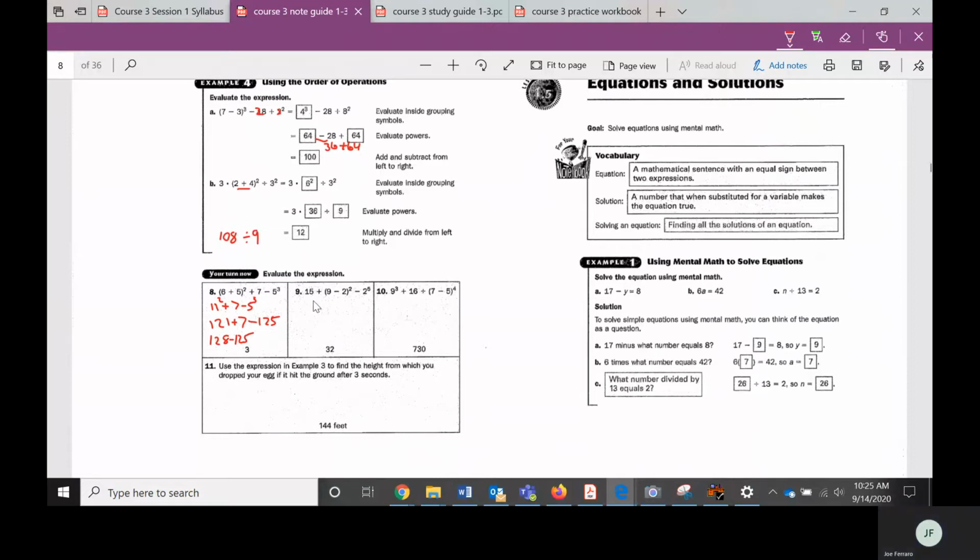Number 9, parentheses first. So we go 15 plus 9 minus 2 is 7 squared, and then we have to write down 2 to the 5th. Okay, so now we do the powers. So we get 15 plus 49 minus 2 to the 5th. So 2 times 2 is 4, times 2 is 8, times 2 is 16, times another 2 is 32.